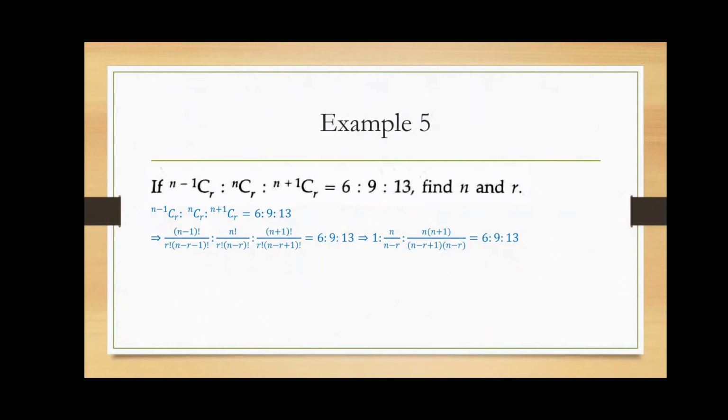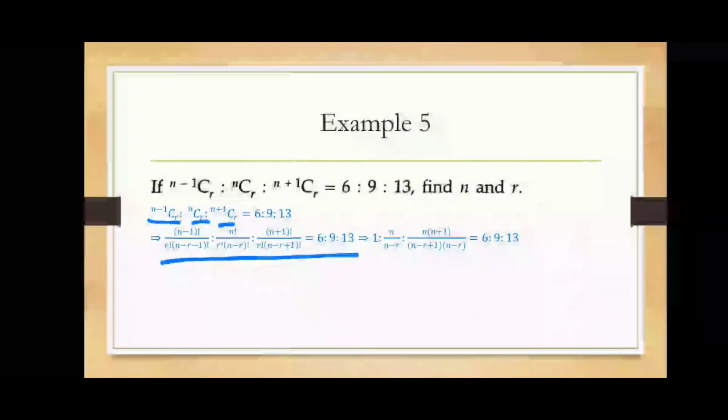Now you can see there is a room full of things written. So let me just explain one by one. So in the first case, I have just written what all these individual formulas are. Now you can see there are so many common things which we can cancel out. So I have cancelled out all the r factorial in the denominators. Then n minus 1 factorial can be cancelled from all the three numerators.